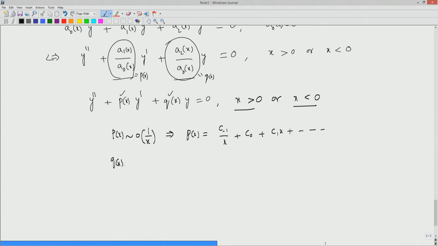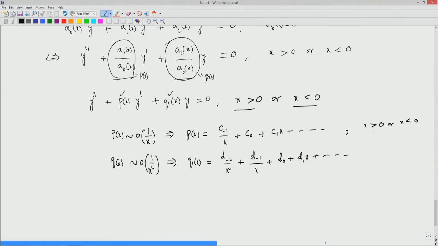Similarly, q(x) is allowed to be of order 1/x squared at maximum. So, if you write q(x) as a power series, it becomes d_{-2}/x squared plus d_{-1}/x plus d0 plus d1 x and so on. So, this is the representation for x positive or x negative.